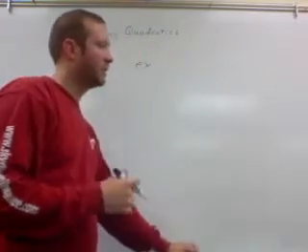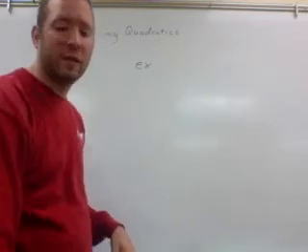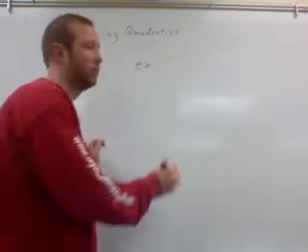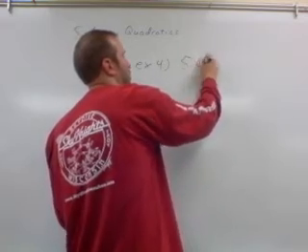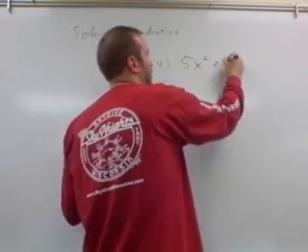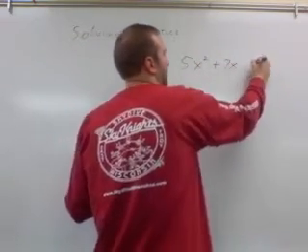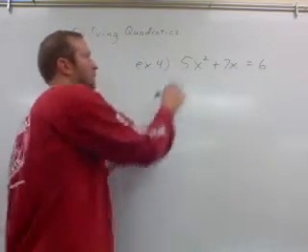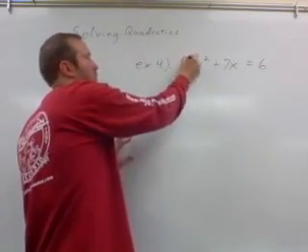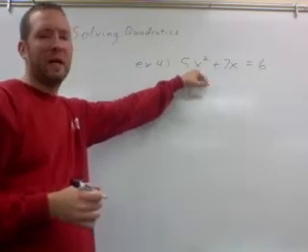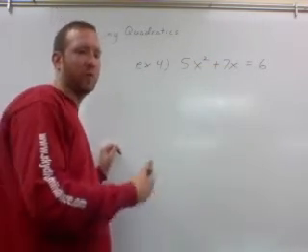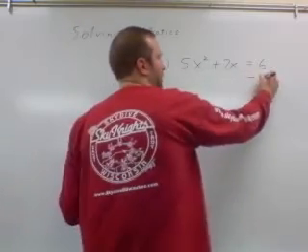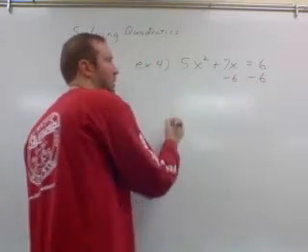I'm going to do a problem that's got a coefficient on the x squared in it. So example 4, 5x squared plus 7x equals 6. Okay, so again, x squared and x, so I'm not going to be able to square root it. So I'm going to first try to factor it. So I'm going to set it equal to 0 by bringing the 6 over.